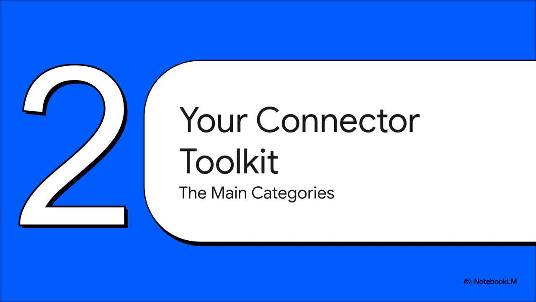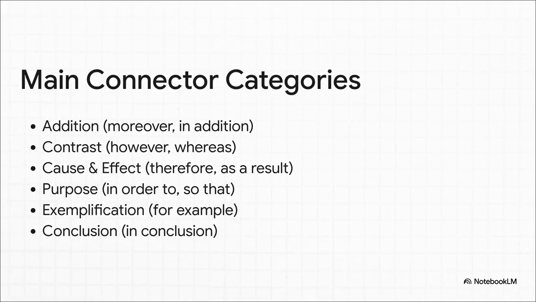So let's open up the Writer's Toolkit, shall we? We're going to get you set up with the main types of connectors you'll be using to build arguments that are not just good, but clear and totally convincing. You can think of these categories like different tools for different jobs, right? If you need to add another piece of supporting evidence, you grab an addition tool like moreover. If you need to show an opposite or surprising result, you use a contrast tool like however. Knowing which tool to pull out of the box is the real key here.